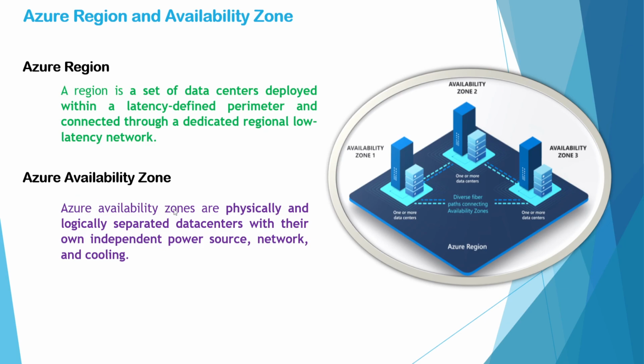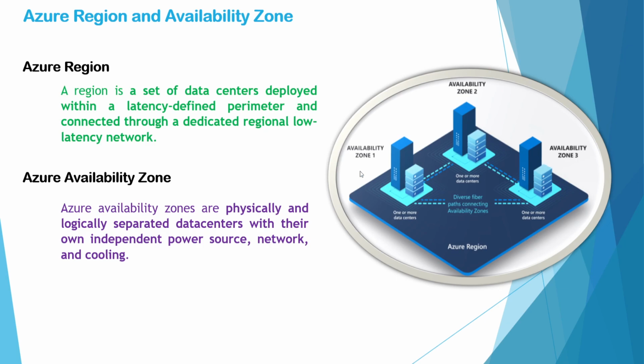And the Azure availability zones are physically and logically separated data centers with their own independent power source, network and cooling. So this data center has its own power source, network and cooling, and this is another data center, which is called availability zone 2, and this is another data center called availability zone 3.